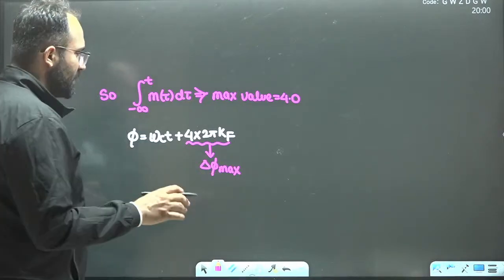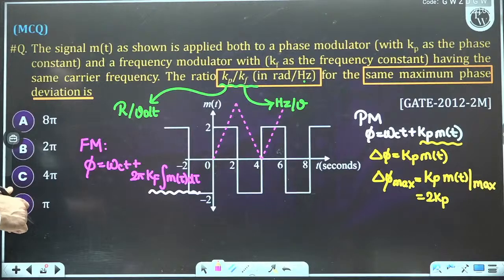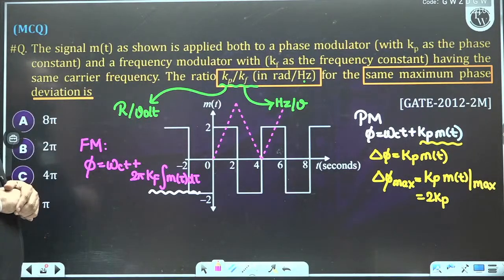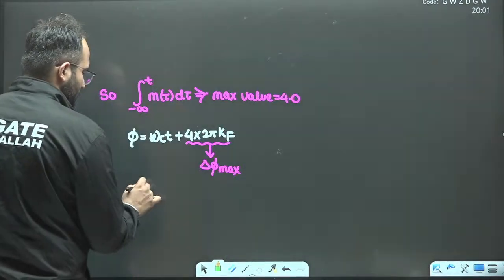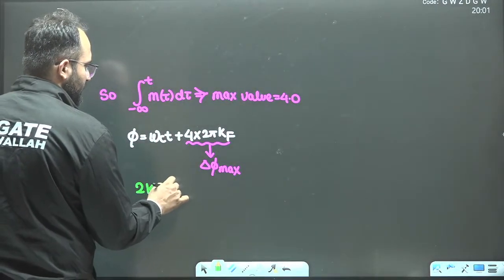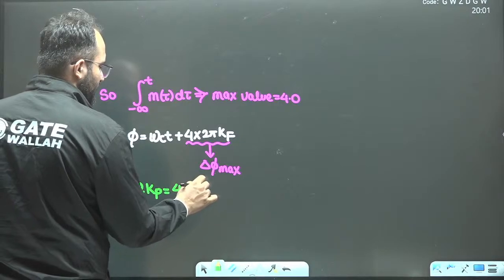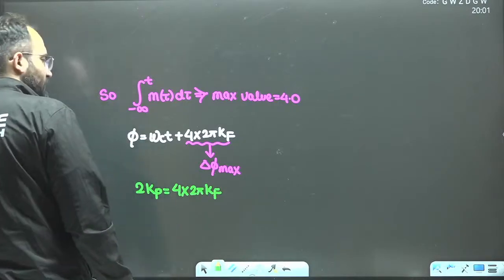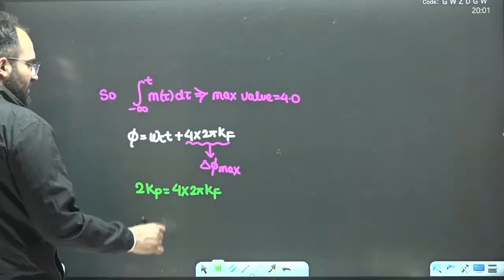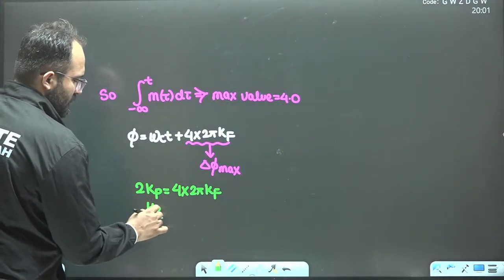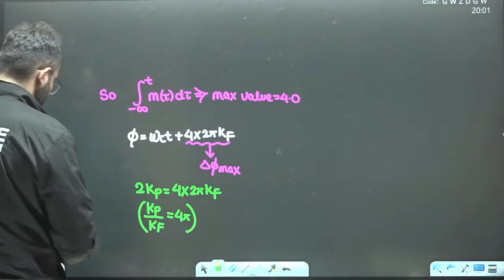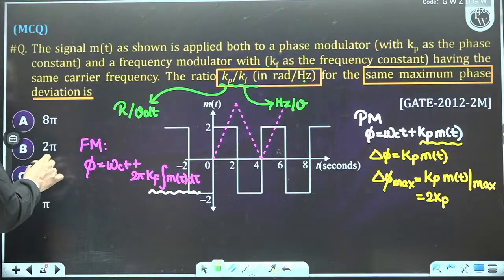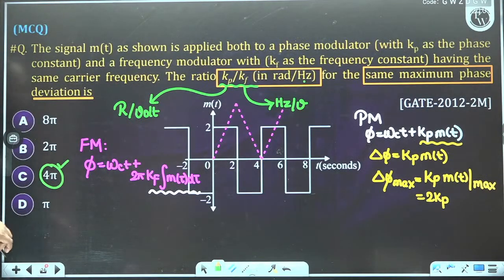Now we want to equate the maximum phase deviation of both the expressions, because it is given that both the cases have equal maximum phase deviation. So we can see that 2 Kp equals 4 pi Kf. We have to find Kp upon Kf. We can do that. That is 2 pi. Okay, so we can see that the answer is 2 pi. I hope all of you are able to do it.